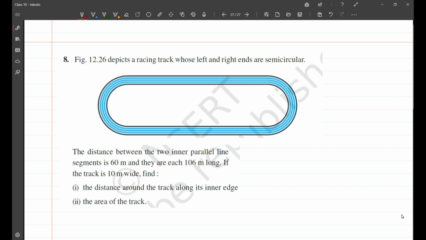Hello students, in this video I will solve question number 8 from exercise number 12.3.